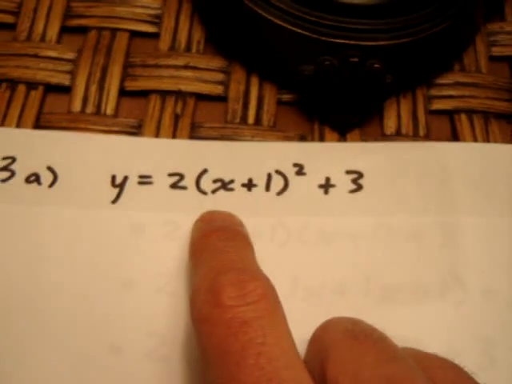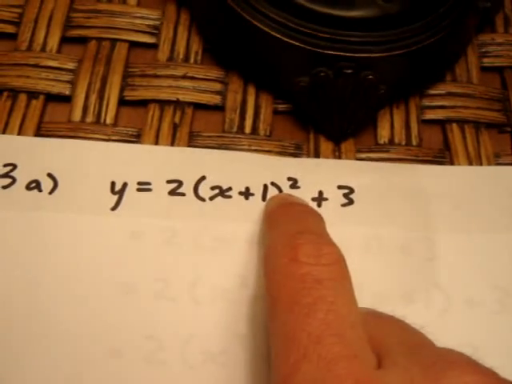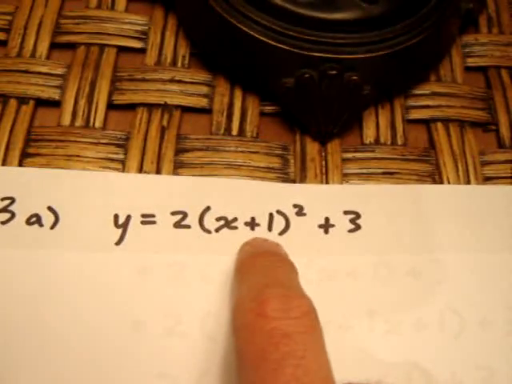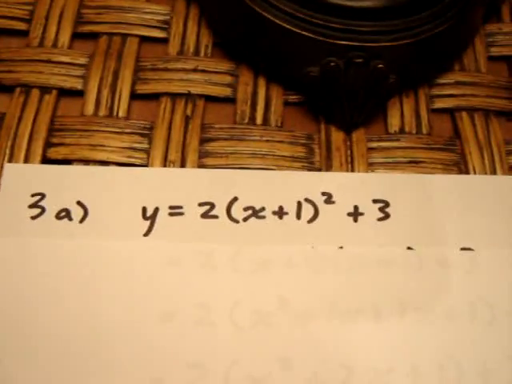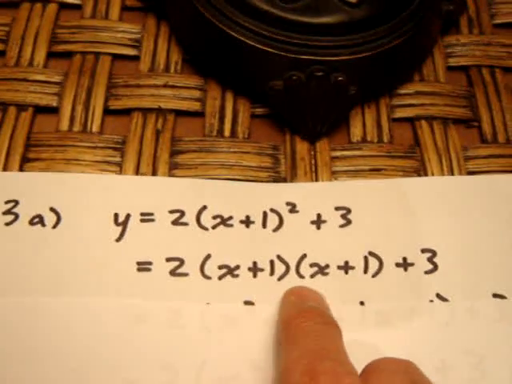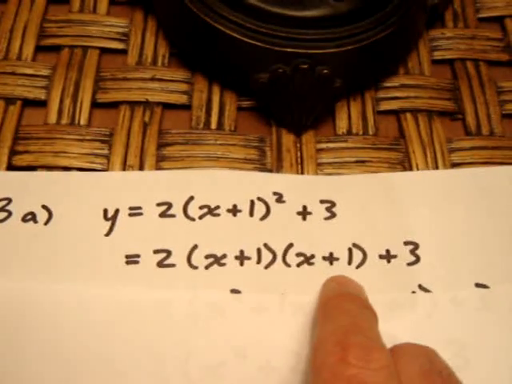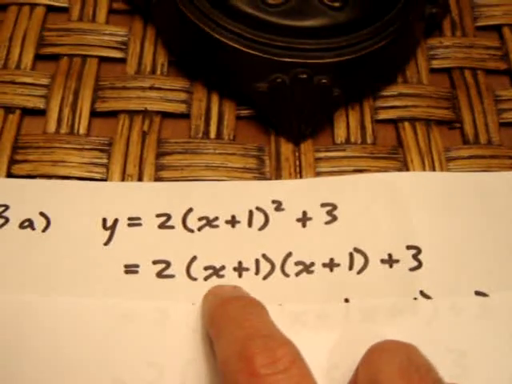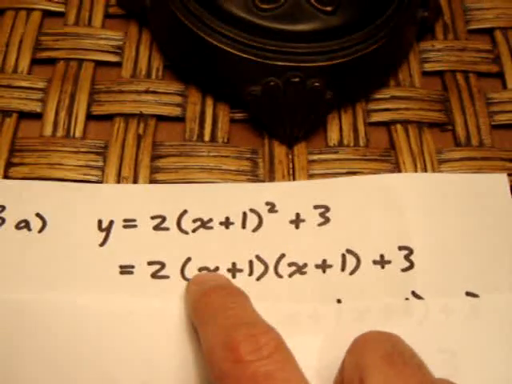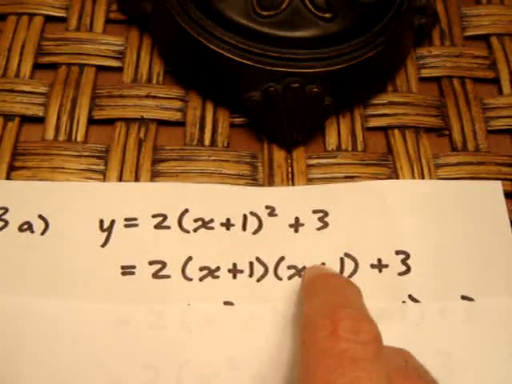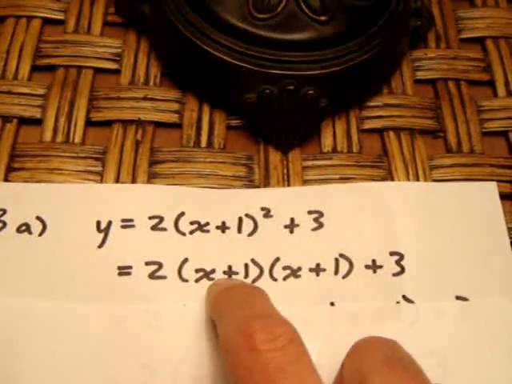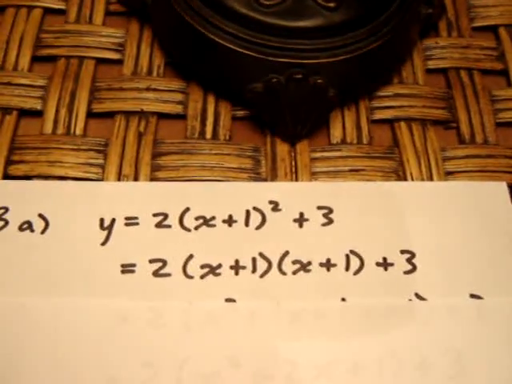Whenever you have a quantity with an exponent of 2, that just means that this quantity will be multiplying by itself. So we can write that out in our next step. This is what it means, x plus 1 quantity squared. Now, x plus 1 times x plus 1 is going to be x times x plus x times positive 1 plus positive 1 times x plus positive 1 times positive 1.